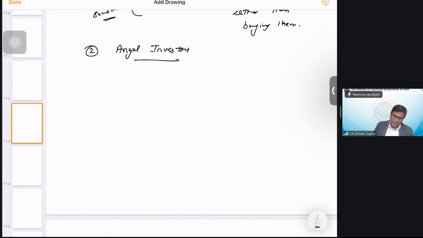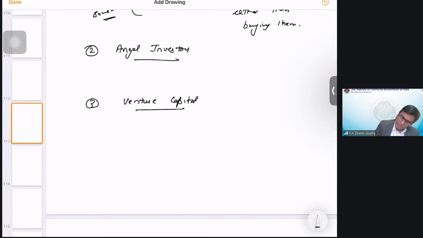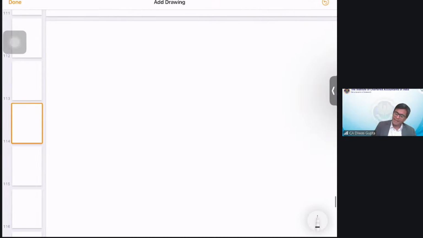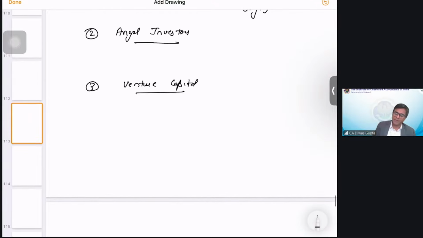Yes, Aminathan. Then the third is venture capital. What do we mean by venture capital? Now, this is something that we need to understand in detail, students. Okay, let's see. So good. Now, let me explain in detail what is venture capital.